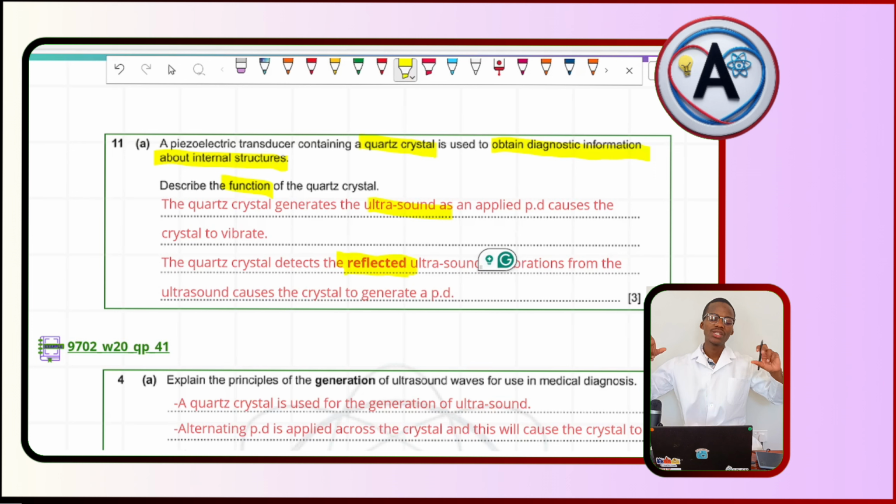So essentially, we have a quartz crystal that is able to generate ultrasound, as an applied potential difference will cause that crystal to vibrate, number one. Number two, the quartz crystal is able to detect ultrasound as it comes, because the vibrations from the ultrasound will cause that crystal to generate an electrical pulse that we can use to diagnose. So that's the function of the quartz crystal. If you're ever asked what the function of the quartz crystal is, always keep that in mind.